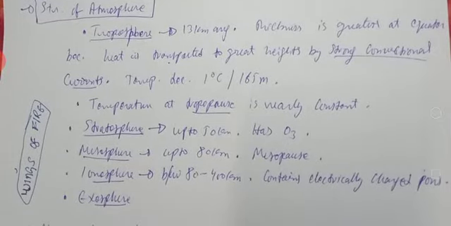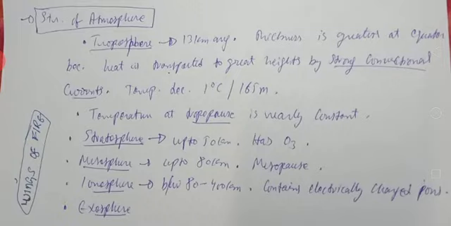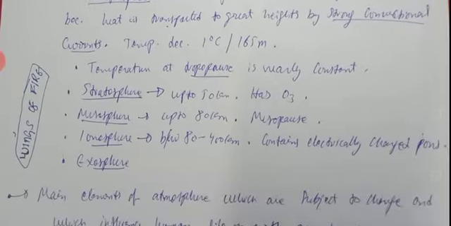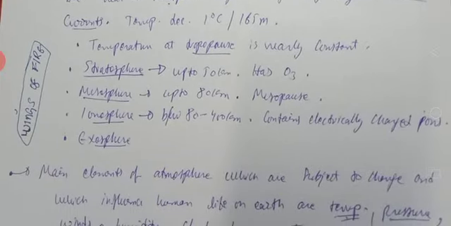The troposphere ends at the tropopause, and the tropopause is the layer from which the stratosphere starts. The temperature at tropopause is nearly constant. Now the next layer is stratosphere. Stratosphere is up to 50 km from tropopause. Stratosphere contains ozone layer, O3. Ozone layer absorbs harmful UV radiations coming from the sun and helps in the cooling of the atmosphere.